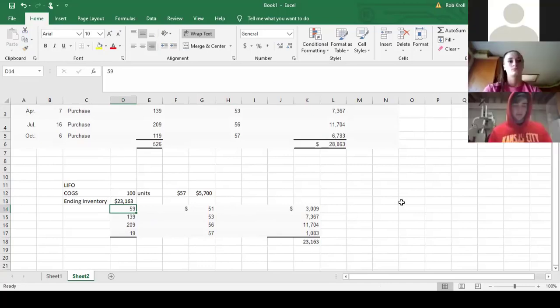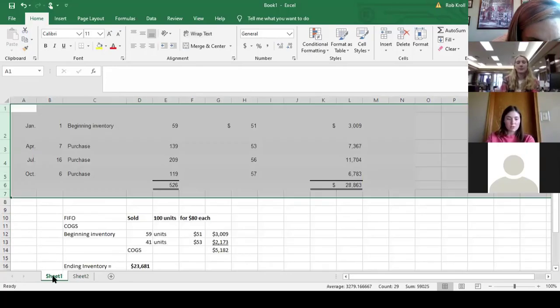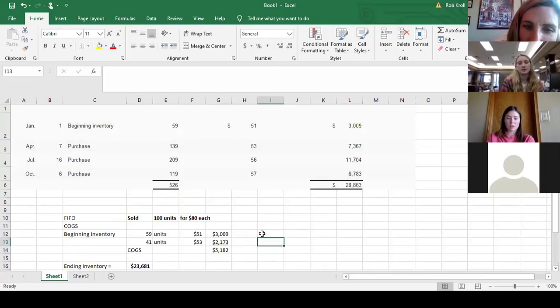Questions on that? Yes. On sheet 1, where did you get that you sold 100 units for $80 each? Good question. That will be given in your problems. I just made that up because I know they're going to sell them for more than what they paid for them. I can see they paid 51, 53, 56, 57. So I just made up that quantity, but it will always be given on your homework: the number of units you actually sold and the price you sold them for. Good question.